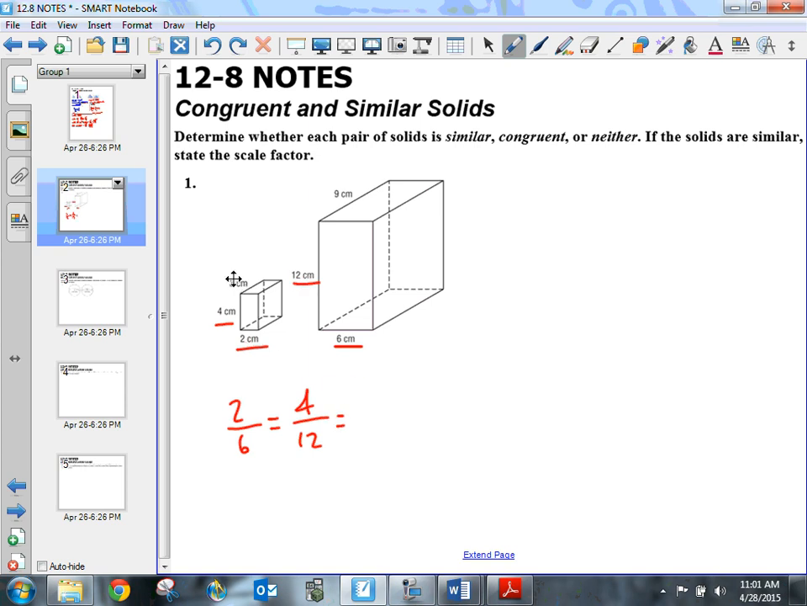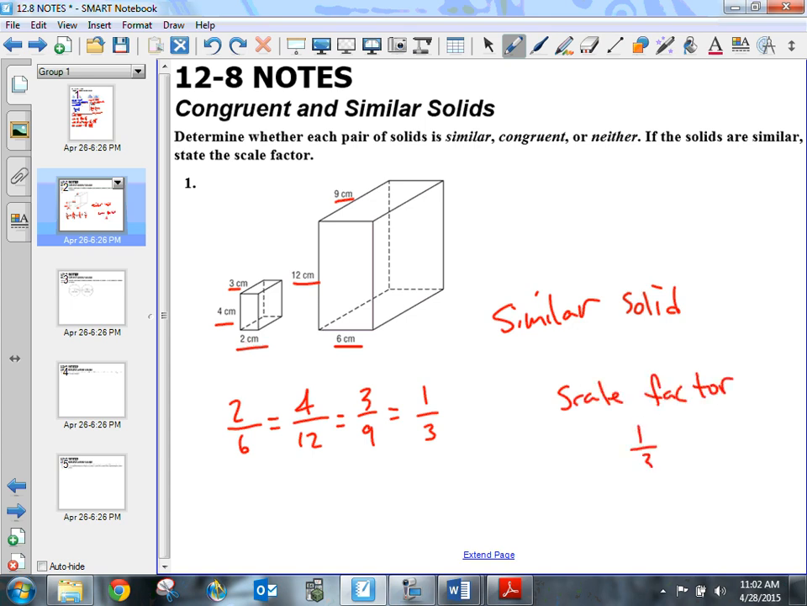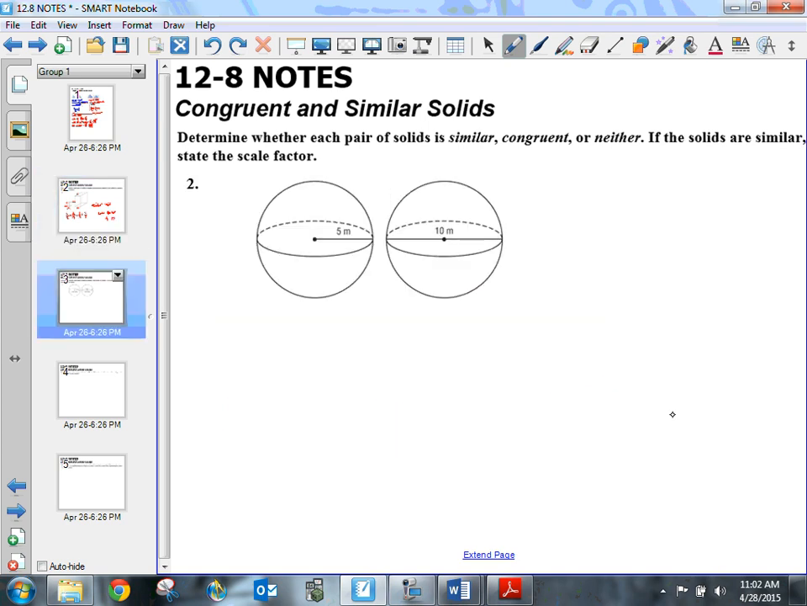On the last one, is 3 over 9 equivalent to all these? What we can find out is that, yes, in fact, these are equivalent. You could cross-multiply to determine if they are proportional, but I know that all of these simplify to 1/3. So this is what we would call similar solids, and my scale factor would be 1 over 3. We could also write that as 1:3.